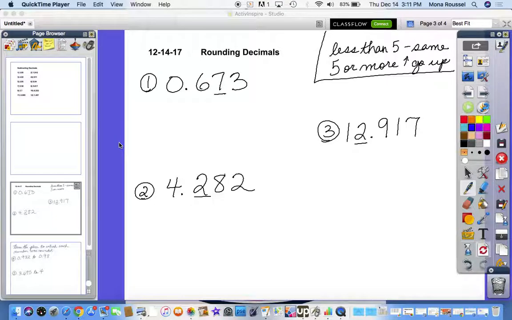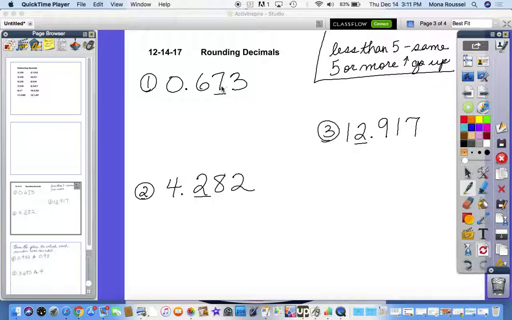Today we covered rounding decimals, and in the examples that we see here, we're going to round each one to the place of the underlined digit. In number 1, the 7 is underlined, so if we count out decimal places, we would know the 6 is in the 10th place, the 7 is in the 100th place, so we're rounding to the nearest 100th.